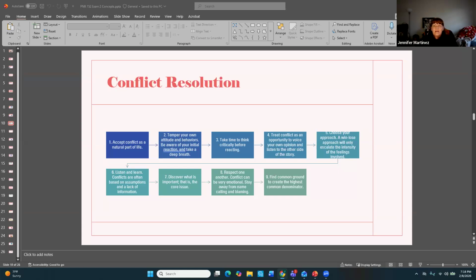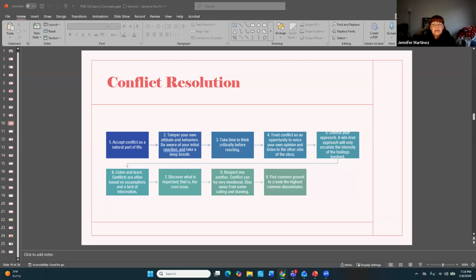The next one would be to temper your own attitude and behaviors. So be aware of your initial reaction. Take a deep breath, right? If somebody comes at you and they're upset, they're yelling, sometimes our reaction could be to yell back. So we want to be very careful with that. Sometimes you have to just take a step back, take a deep breath before you respond.